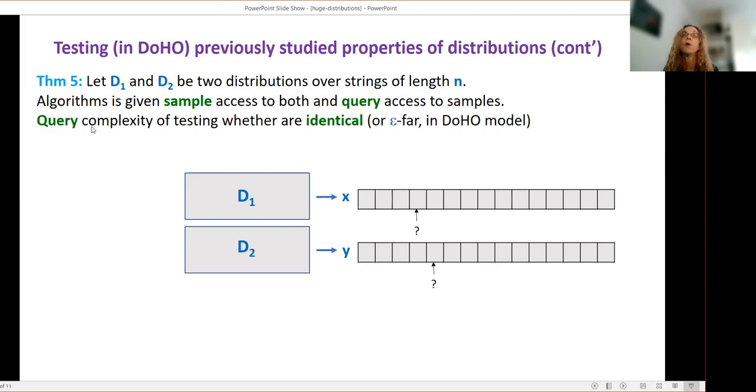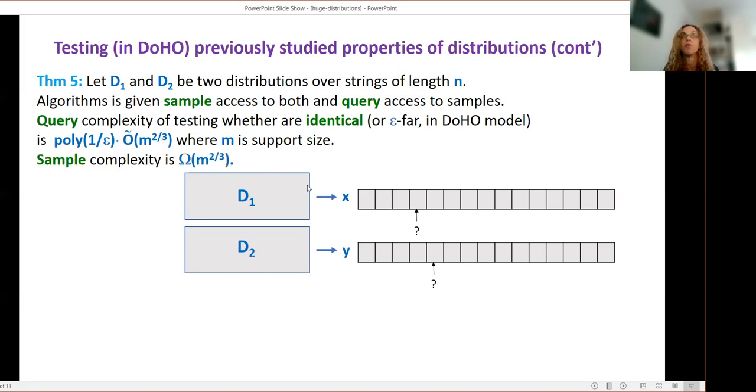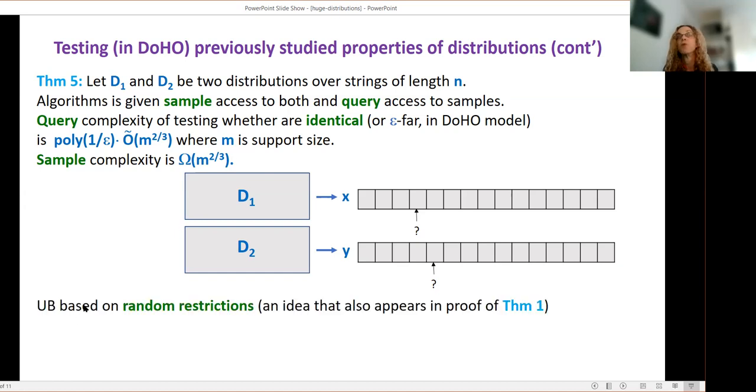What we show is that if we want to test whether they are identical or epsilon-far according to the Doho model, then we can do it with poly(1/epsilon) times something like m to the 2/3, where m is the support size of the distributions, and we have a fairly matching lower bound in terms of the dependence on m. The upper bound here is based on random restrictions, which is also an idea that appears in the proof of theorem one, and the lower bound is an adaptation of work of Valiant.